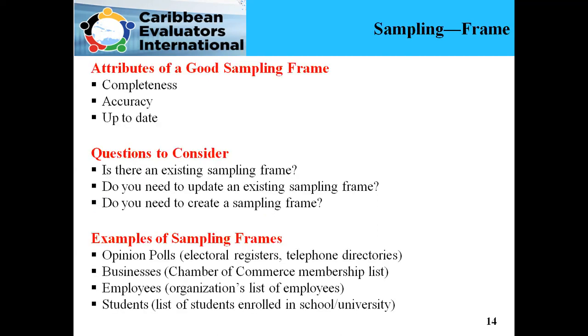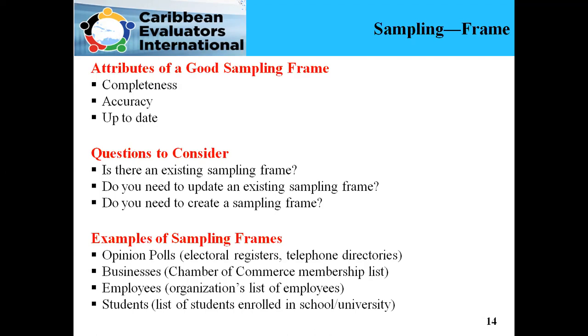Once you're using a probability sampling methodology, you will also need to think of your sampling frame. Sampling frames are where we actually select our samples from. At the bottom of the screen, you will notice that we have some examples of sampling frames. But the problem with an existing sampling frame is that it may not be complete, it may not be quite accurate, or it may not even be up to date.